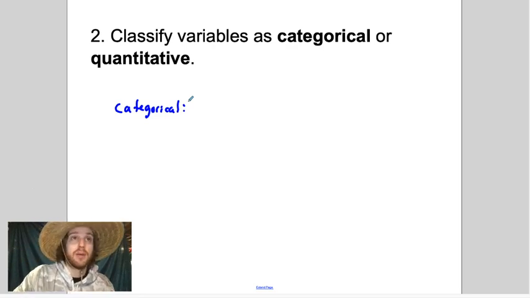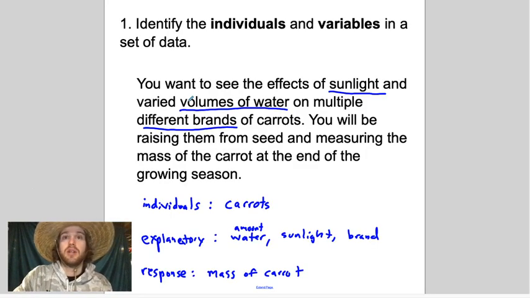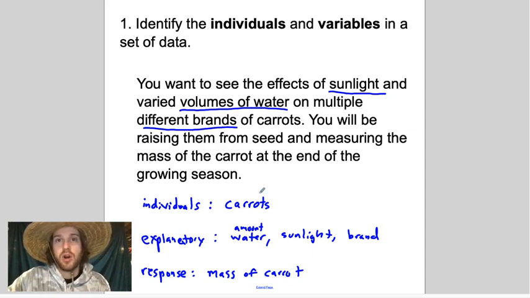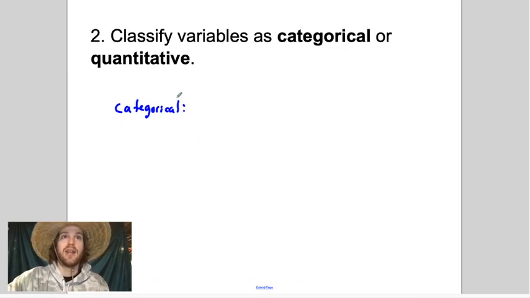Well, let's take a look at what our variables are. Amount of water, no, that's quantitative. Amount of sunlight, I think that would probably be quantitative. It'd be like the time that they are exposed. So maybe we should put time exposed. Okay. The brand, ooh, yeah. That's what I'm talking about. So categorical would be the brand of carrot.